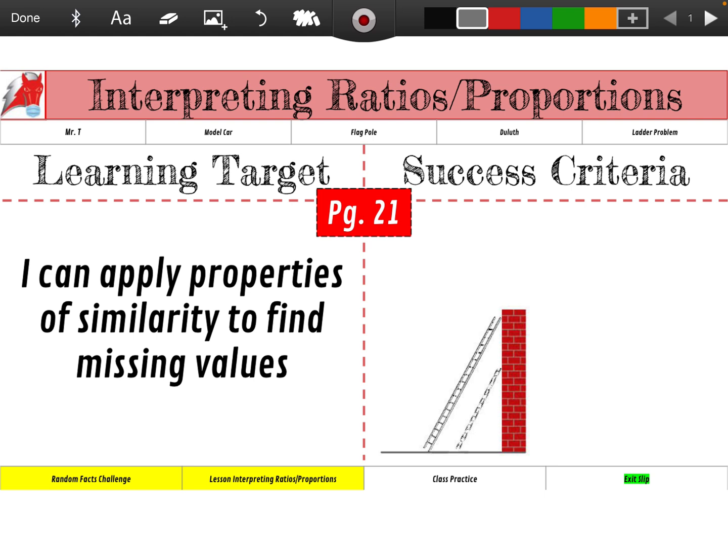Interpreting ratios and proportions is another way to say we're going to work on some word problems. We're going to apply these properties to find some missing values. You should be on page 21. If you need to get there, pause the video before you keep going, just so you're ready to roll. And off we go.